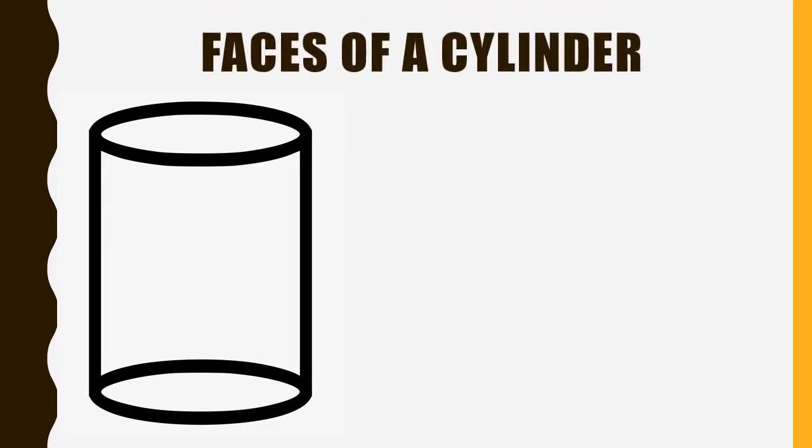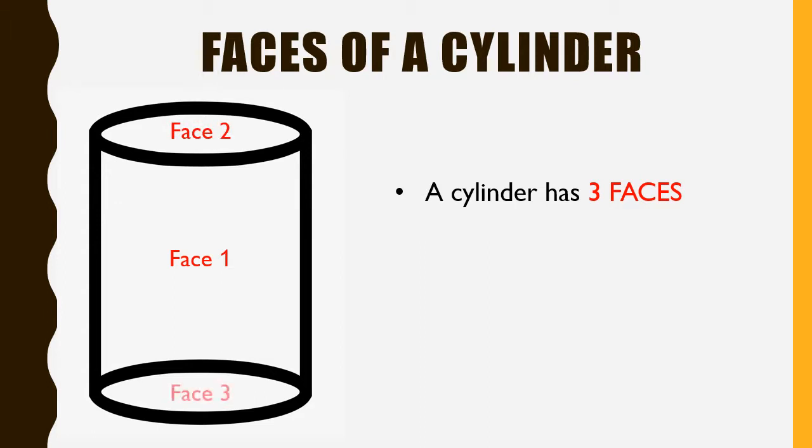Children, this is a cylinder. Now let's count the faces of a cylinder. In a cylinder there are 3 faces. You can see that one face is in the center, the second face is on the top, and the third face is at the bottom. So total there are 3 faces of a cylinder.